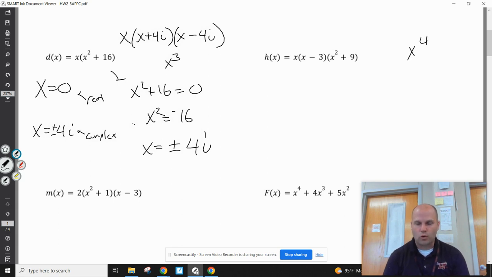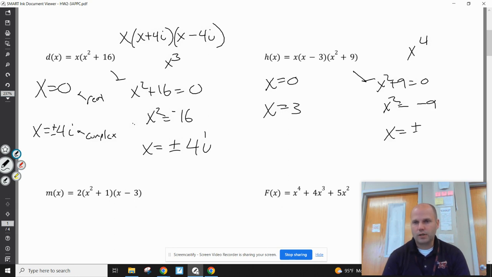This is a 1, 2, 3, 4. This is an x to the 4th. We're going to have 4. We see x equals 0 as a real. We can see x equals 3 as a real. We can't factor this. To solve x squared plus 9 equals 0, we would subtract 9. We would square root. We get plus or minus 3i. Those are our pair of complex solutions. 1, 2, 3, 4. 2 real, 2 complex.